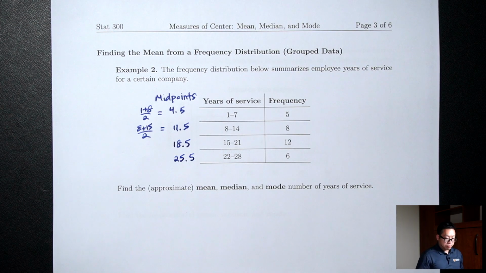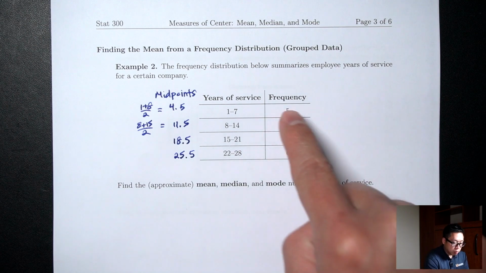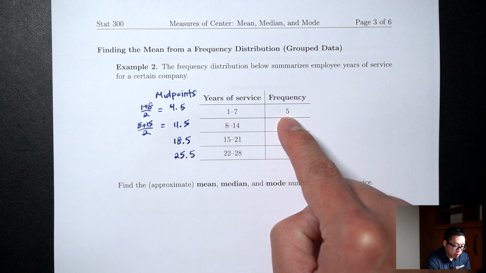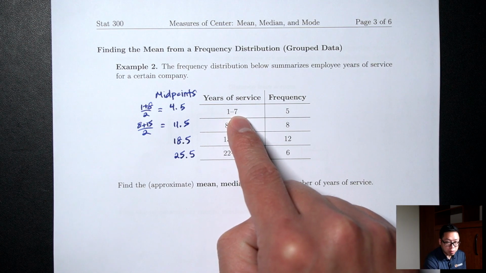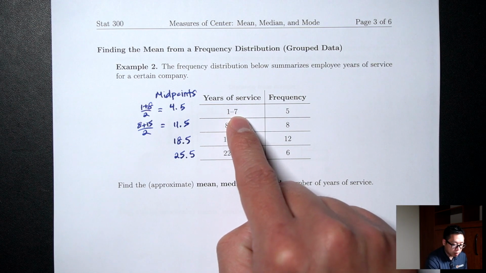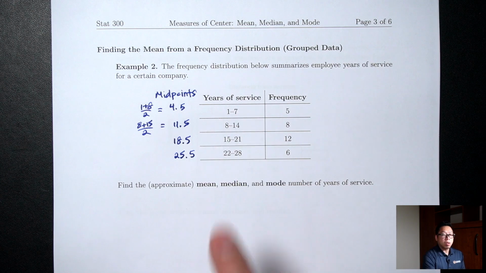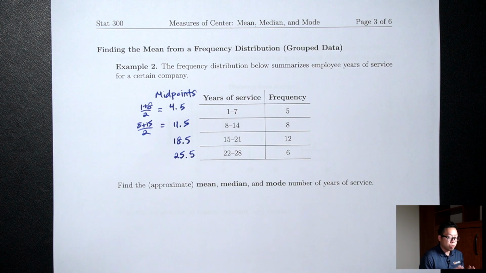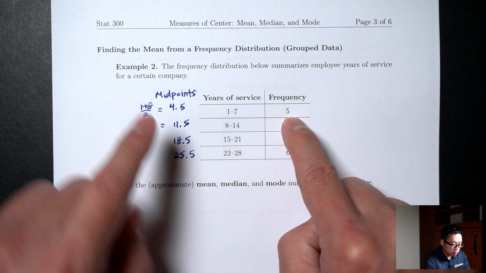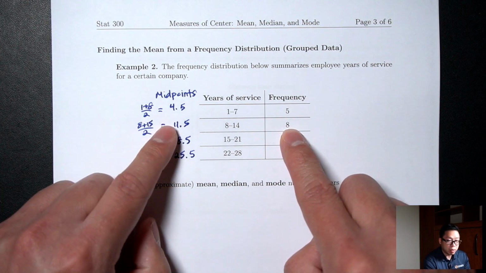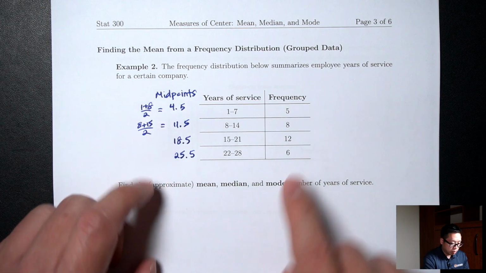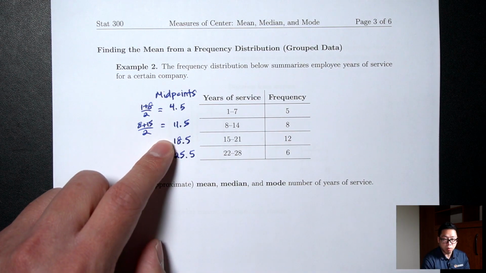And that's my midpoints. So here's where the approximation comes in. I know there's 5 people who have somewhere between 1 and 7 years of service. I don't know what those actual numbers are. I just know that they're somewhere between 1 and 7. So the approximation is, we're just going to assume that all 5 numbers are the midpoint. All 8 numbers are 11.5. All 12 numbers are 18.5, and so on.